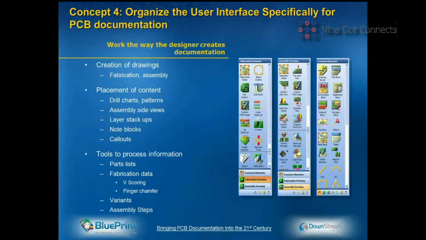We wanted to arrange the interface specifically for what we're trying to do here, which is create PCB documentation. So we came up with the idea of palettes that were specific to the type of document you're creating. So an assembly drawing palette, a fabrication drawing palette. We even have a panel drawing palette. And then, of course, we have common elements, things that go on every drawing, like borders and title blocks and things like that.